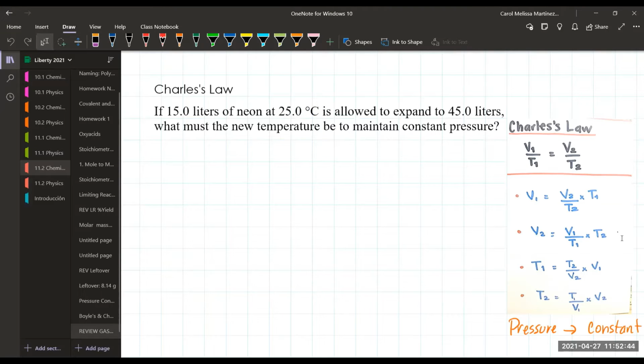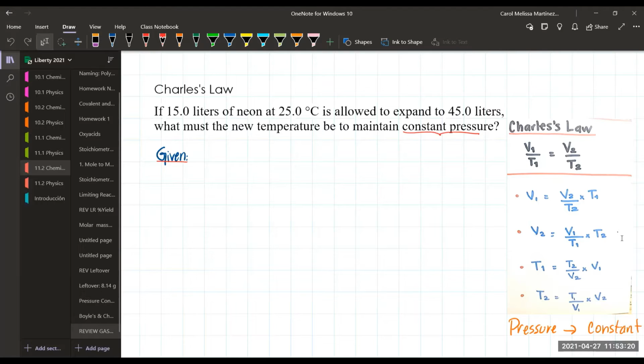Now, what givens can we write from this word problem? It says, if 15 liters of neon at 25 Celsius degrees is allowed to expand to 45 liters, what must the new temperature be to maintain constant pressure? So, the last part of the word problem tells you that actually this is a Charles' law because we have constant pressure.